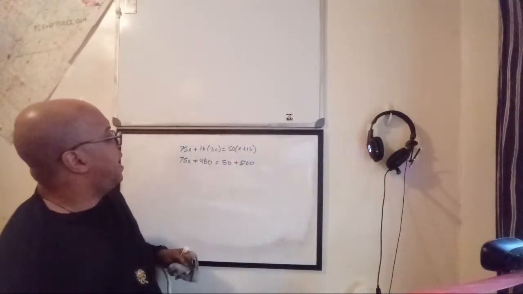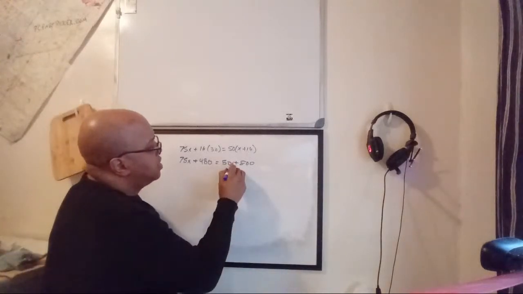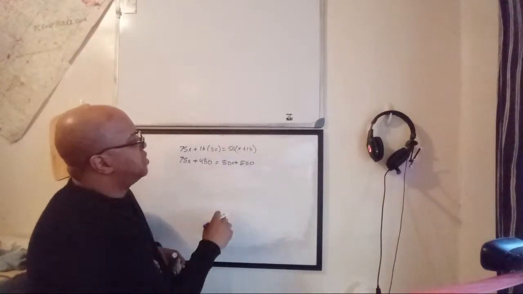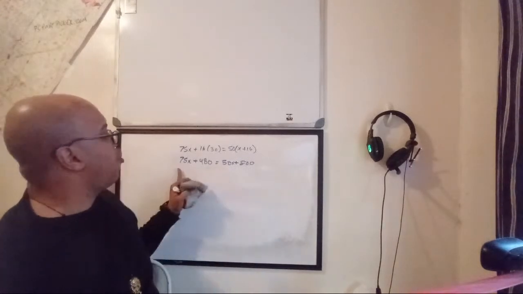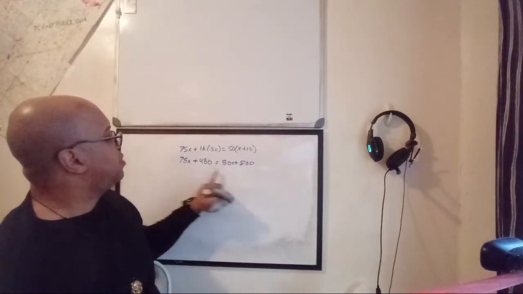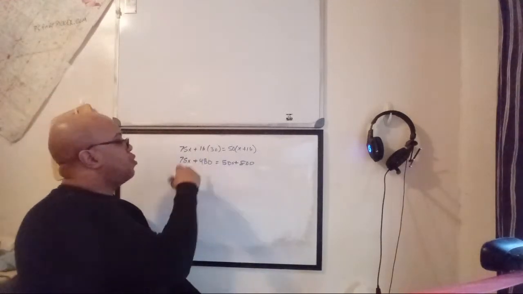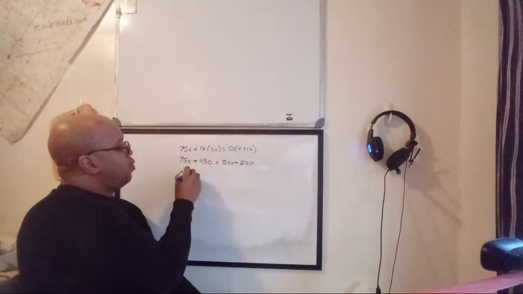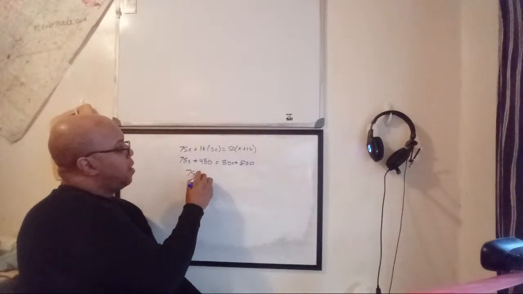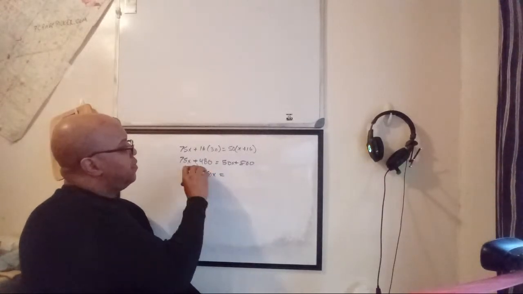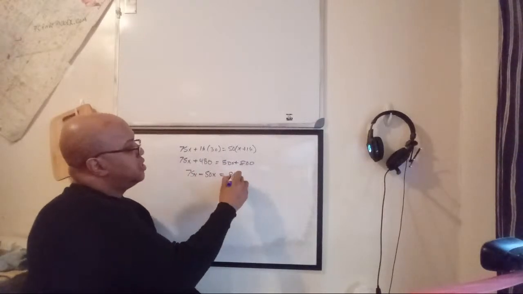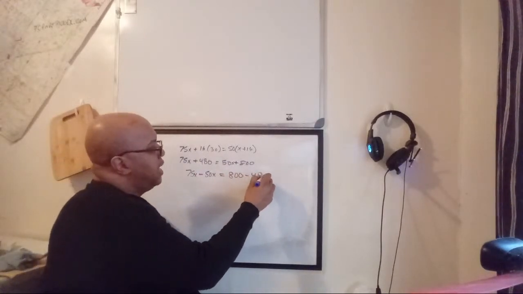All right. Now, there was supposed to be an x there because it's 50 times x. All right, so I call this the variable strong side because 75 is bigger than 50. So 50 will go to this side. So we will have 75x minus 50x. And then 480 is going to go to the other side. So it'll be 800 minus 480.